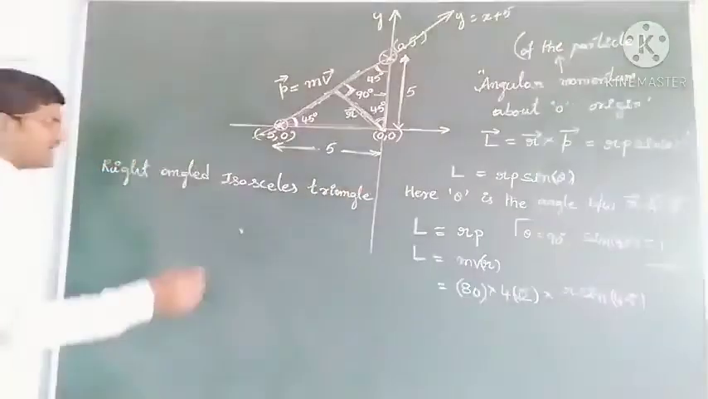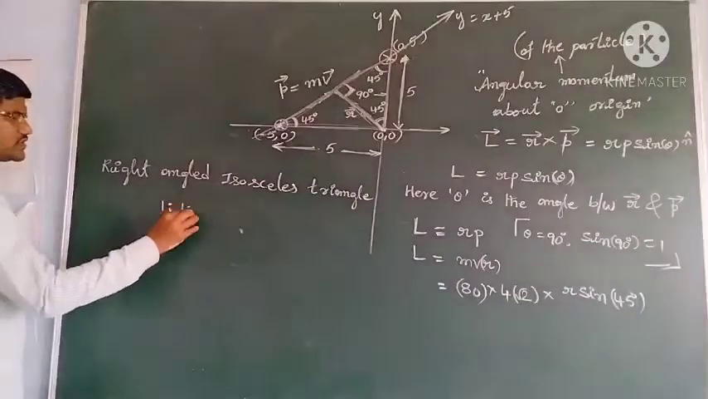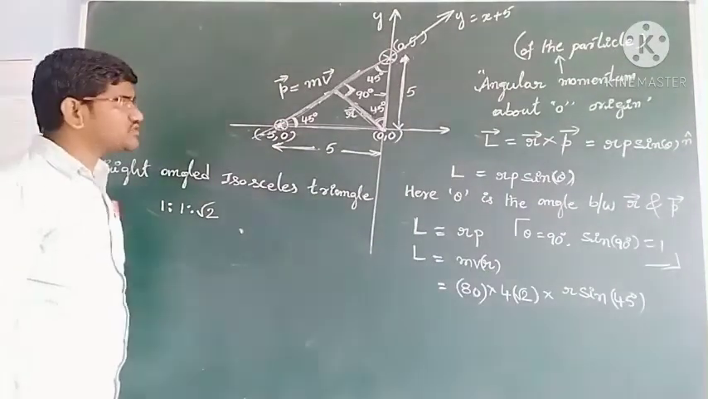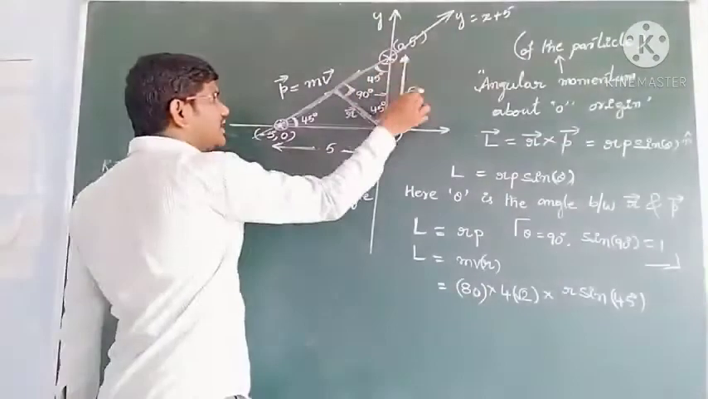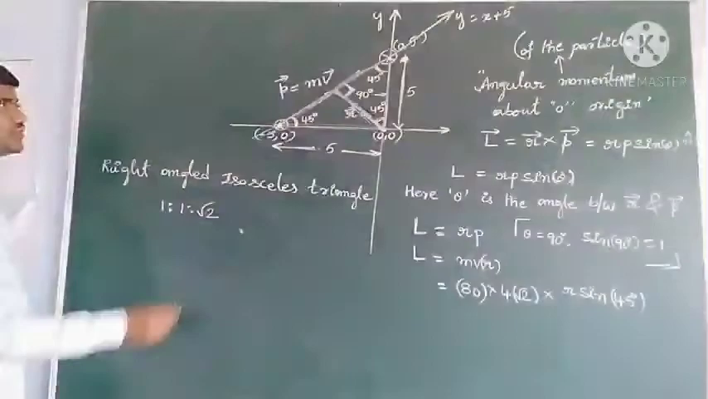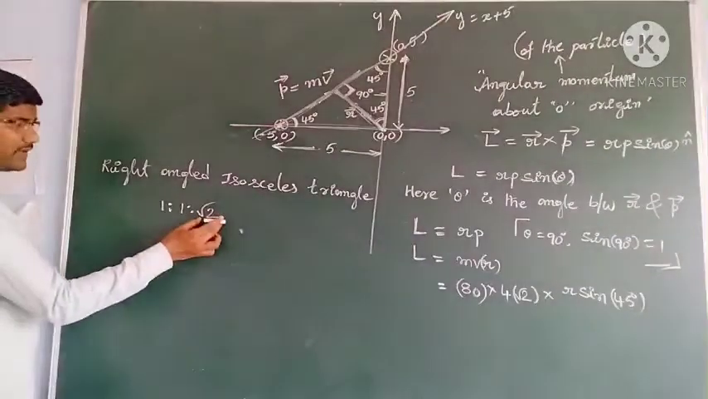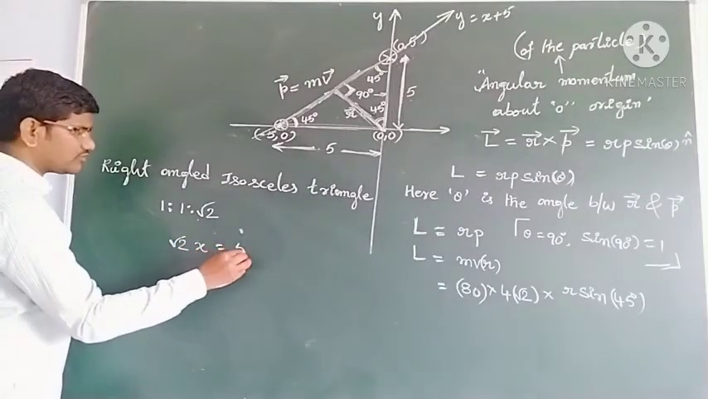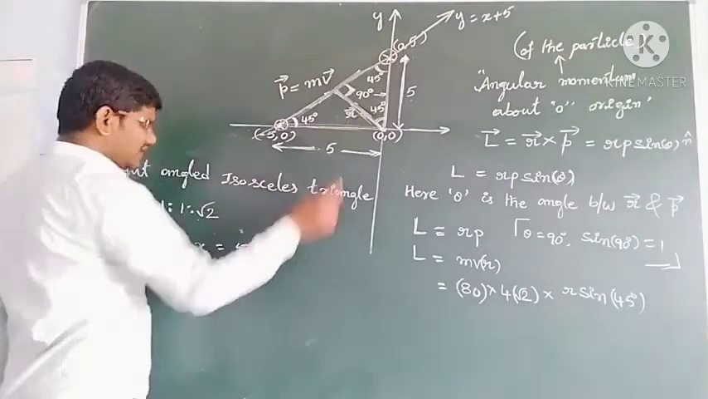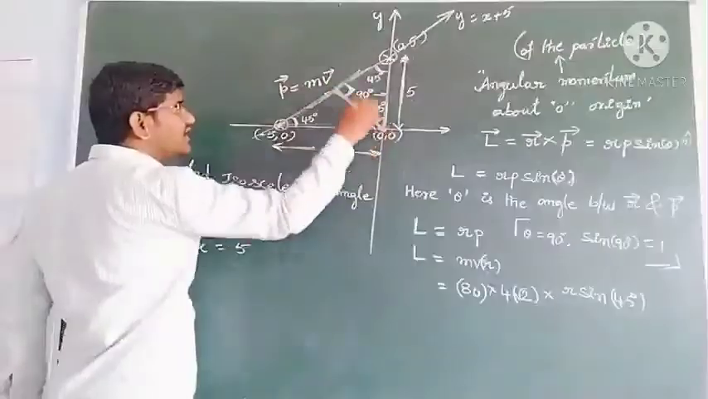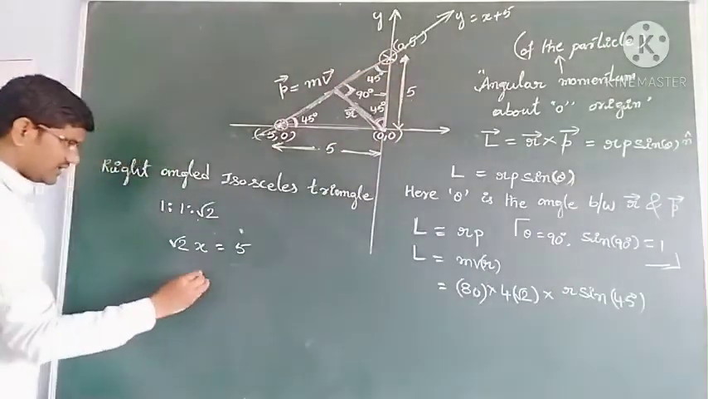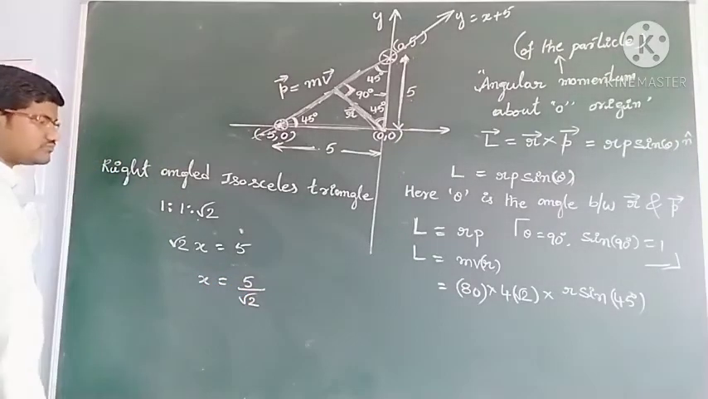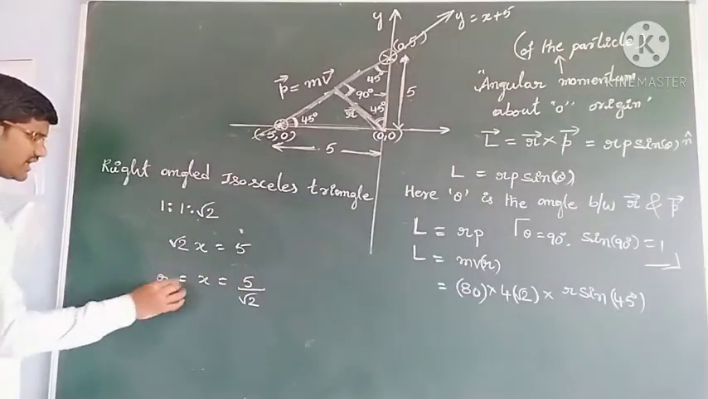So the right angled isosceles triangle has ratio 1:1:root 2. The hypotenuse is 5 units, so root 2 x is equal to 5. Any one of the equal sides is r, and the other is also r. Then x is equal to 5 by root 2, so that x here I am taking as r.